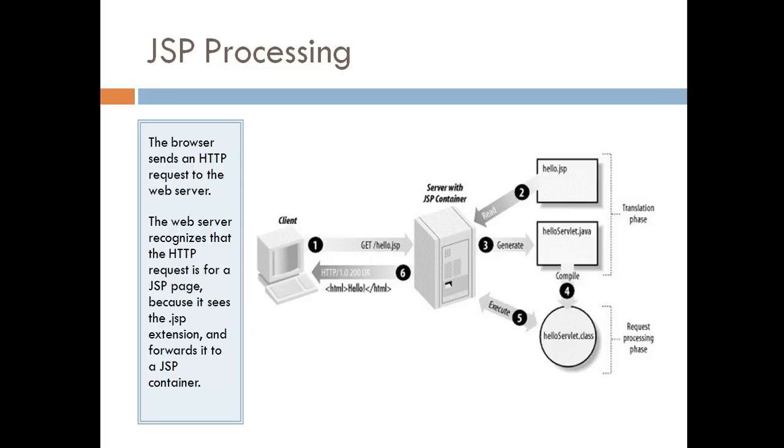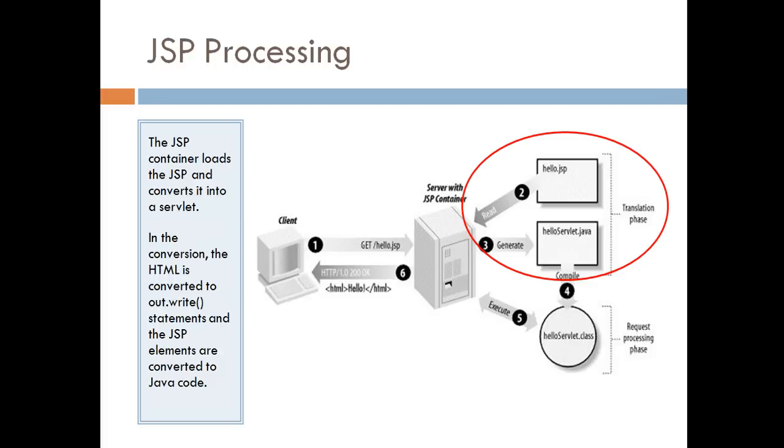So the first step is that a browser sends an HTTP request to a web server, and the web server recognizes that the HTTP request is for a JSP page because it sees the .jsp extension in the file name. Once the web server recognizes that the request is for a JSP page, it forwards the request to the JSP container.